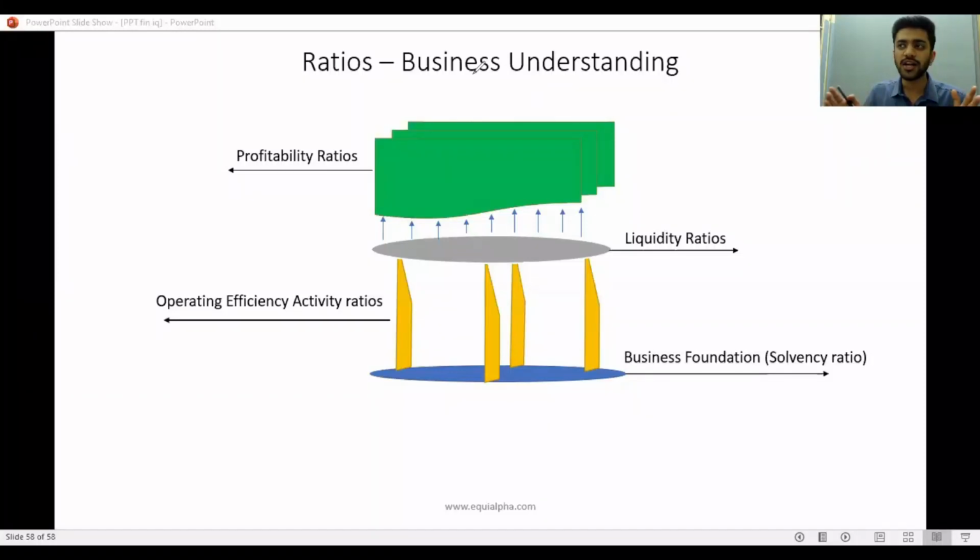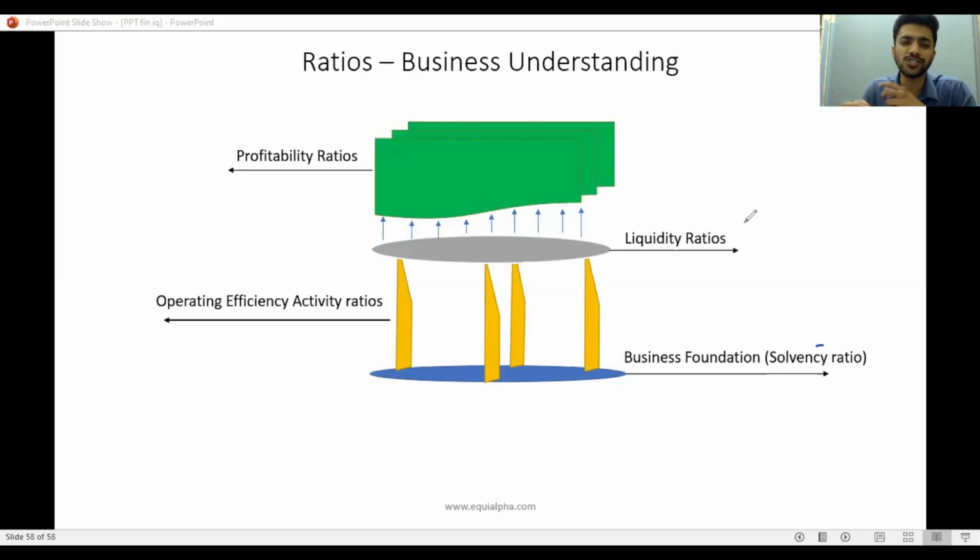Now, understand how business actually works. We discussed how solvency ratios provide the basic foundation. So you can see in this diagram, break a business into these four parts. That's how you need to understand it now.